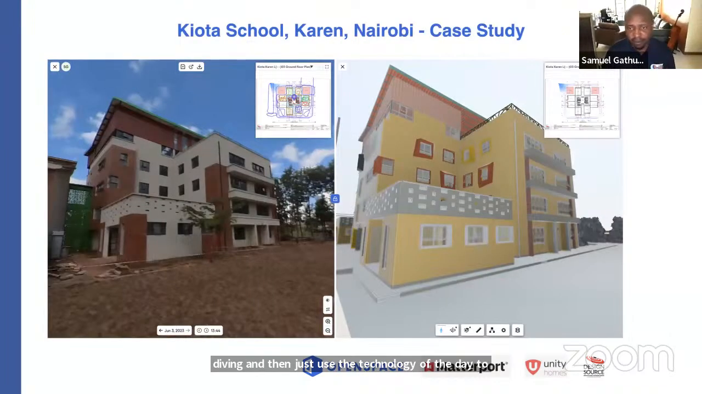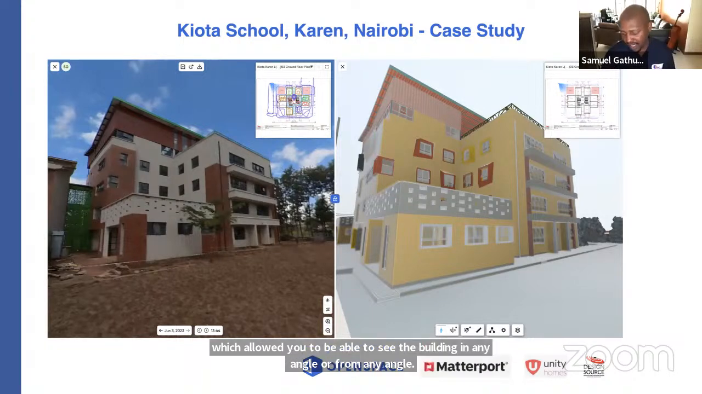This is an example. So what you're seeing on the left there is the capture on site, and then you're seeing the 3D BIM model. So we used to do a side-by-side comparison, which allowed you to be able to see the building in any angle or from any angle, which allows for easy understanding of the model.